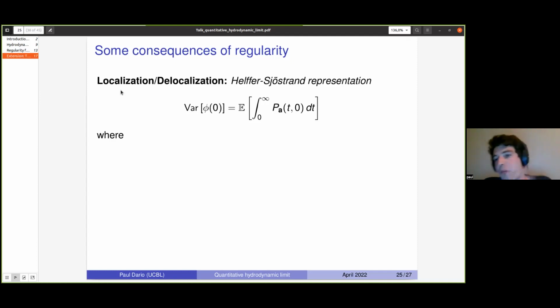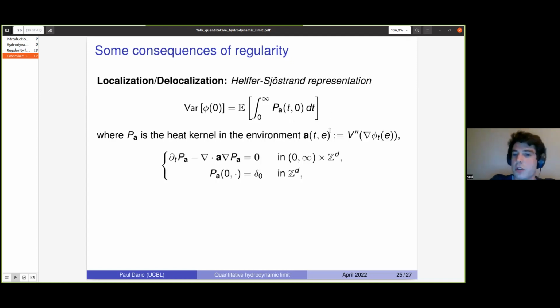There is a very important tool to study these systems that I haven't mentioned until now, which is called the Helffer-Sjöstrand representation formula. Most of the techniques that have been used to study the properties of the system go through this formula. What is this formula? It gives you an explicit formula for the variance of phi, which is very useful. The formula is that the variance of phi at a point is equal to the integral from 0 to plus infinity of a function PA of t, 0 dt.